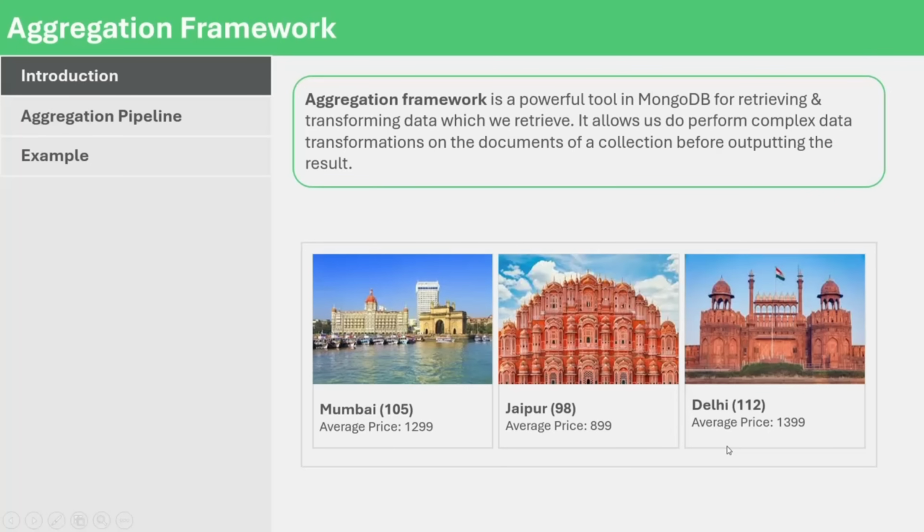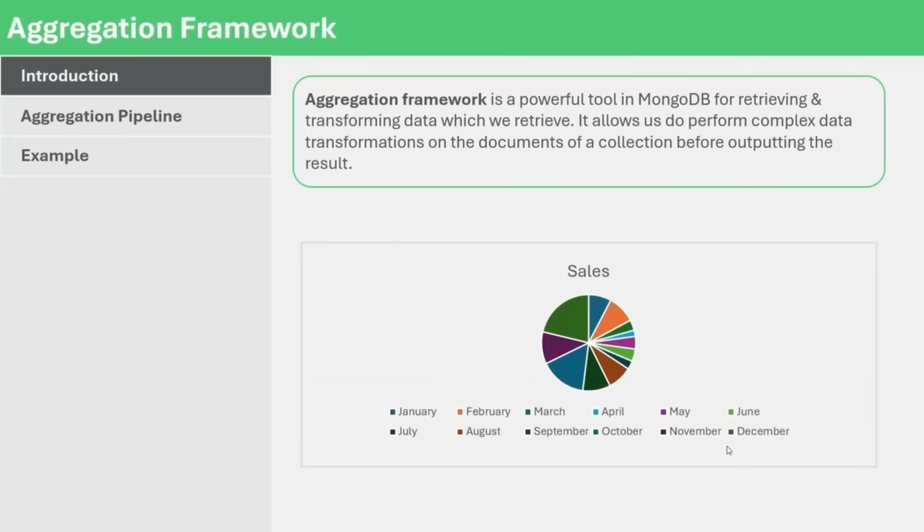Another example is when we want to do some analytics. Let's say we want to find the total number of bookings per month for a given city, and we want to know which month had the highest bookings. And using this data, we might want to give offers to our customers for those months in the next year. So this kind of analytics or data transformation can be easily achieved using aggregation framework.